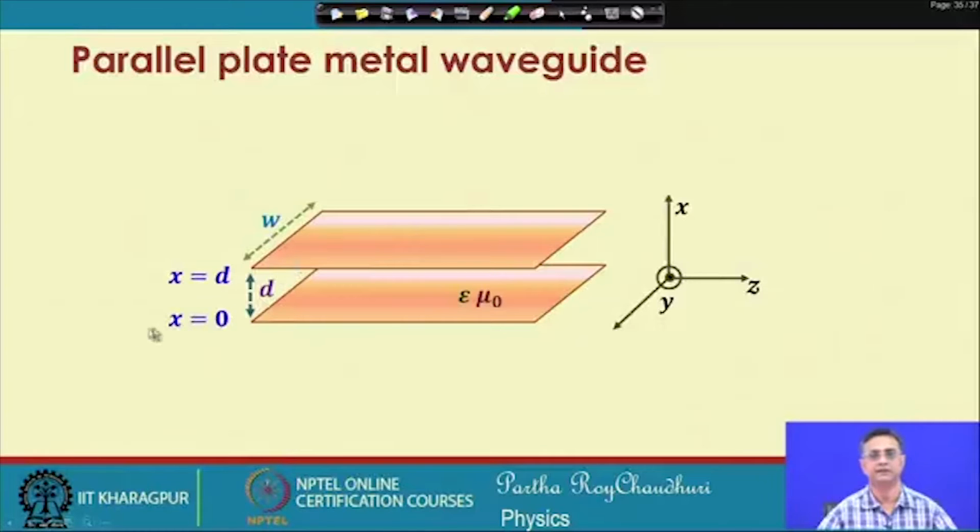The structure may be infinitely extended along the y direction and there is a variation of the medium along the x direction, that is, the two plates are metal plates. Let us suppose that the separation between the two plates is x equal to d. So, this one is placed at x equal to d, and the bottom one is at x equal to 0. The inside medium is represented by epsilon, mu naught, and this is the coordinate system.